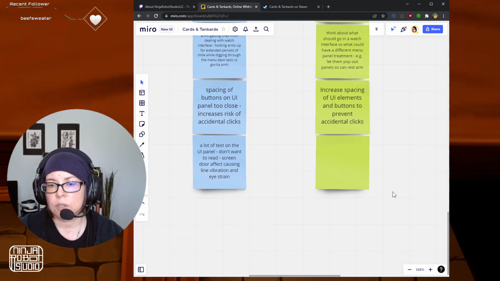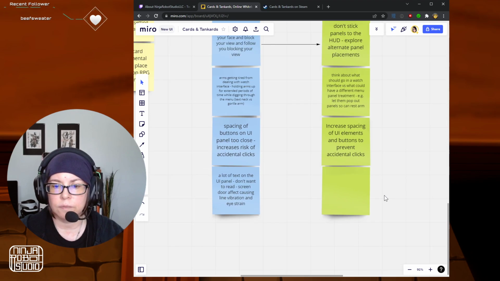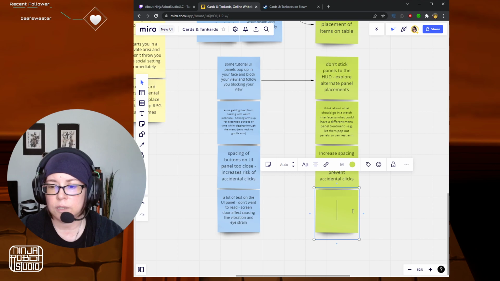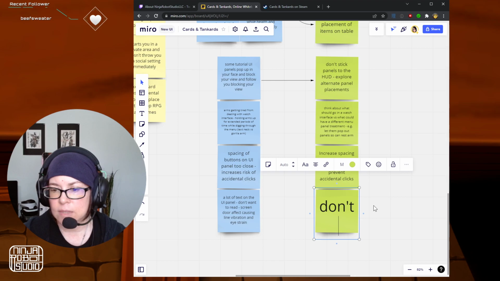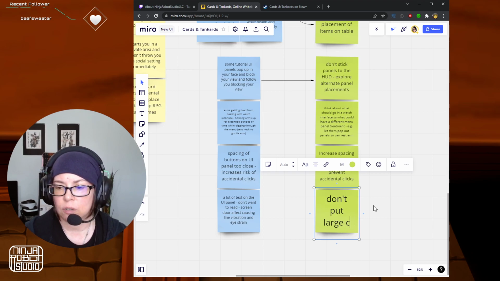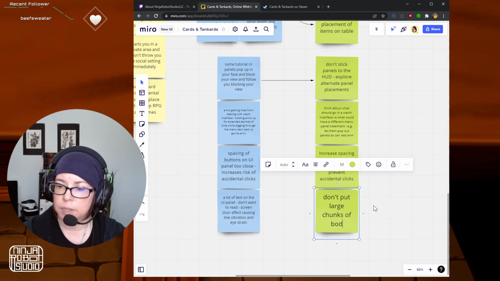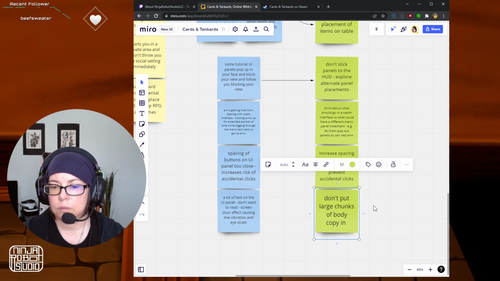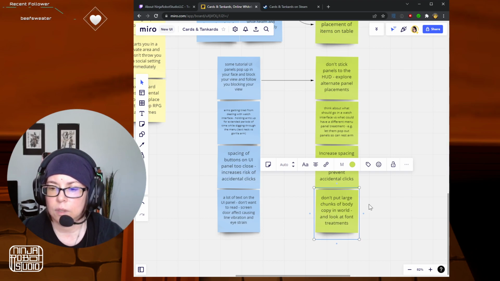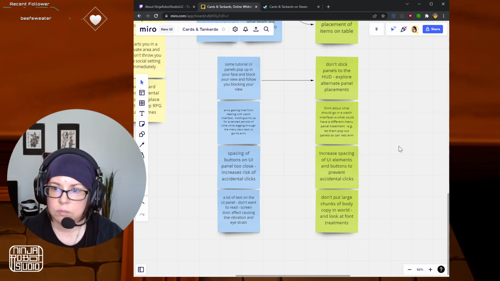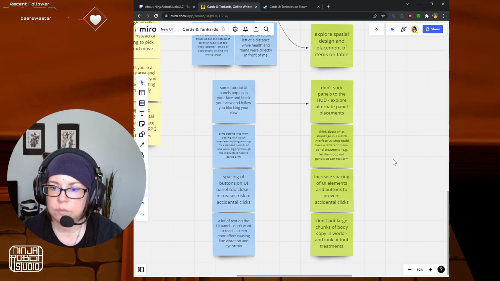So there was a lot of text on the UI panel. Don't want to read the screen door effect causing line vibration. So the font sizes, don't put large chunks of body copy in world, and look at font treatments. Those seem like two separate things, so they could be either one or two.